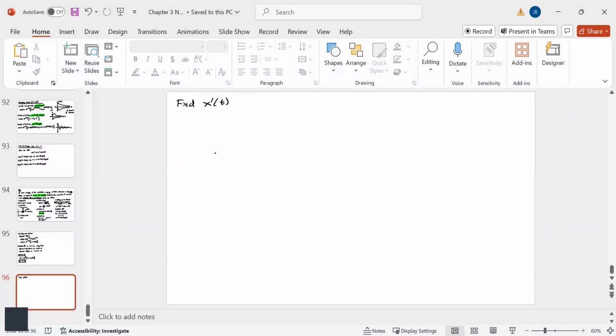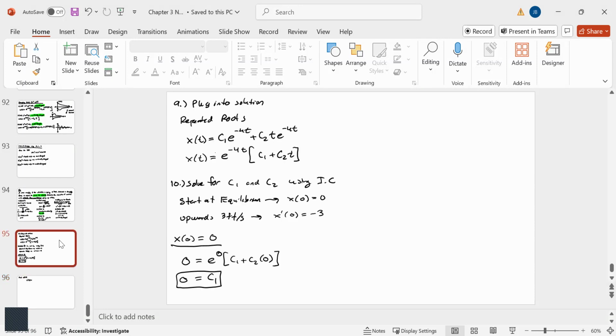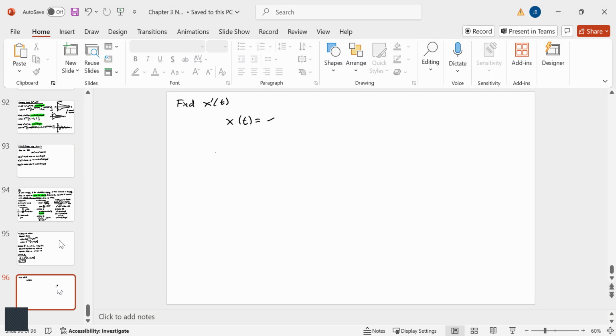so finding x prime of t, you can do this in your own way. You can do the first form or the second form. So this is a product rule. Actually, let me just write this down. e to the negative 4t times c1 plus t c2. Then the derivative would be f prime g plus f g prime. So negative 4 e to the negative 4t times c1 plus c2 times t, plus f times g prime. That would just be c2 because everything else becomes 0 and 1.